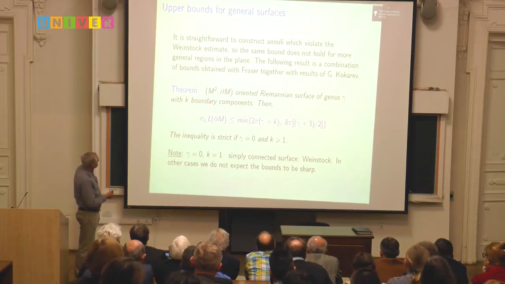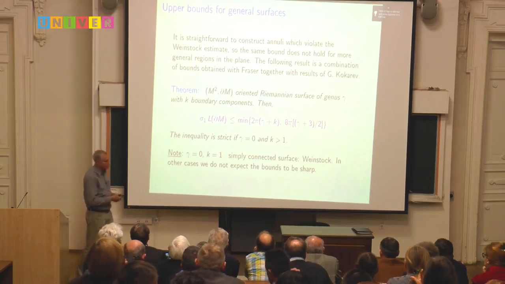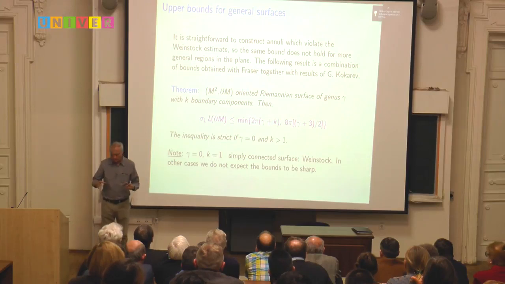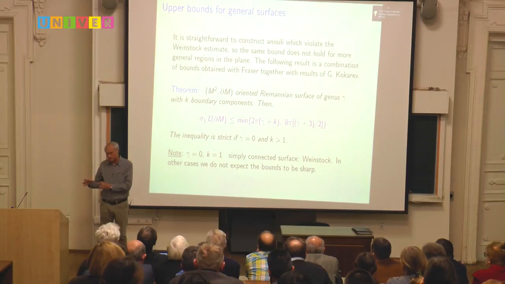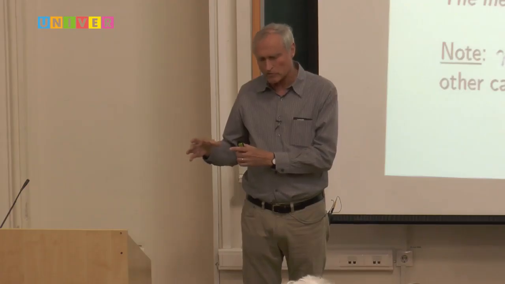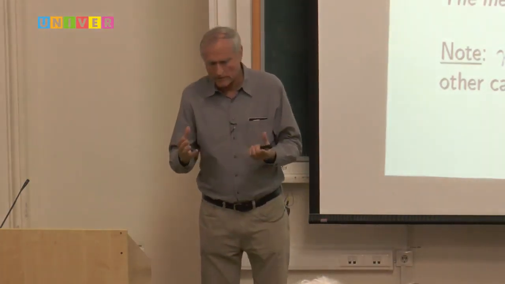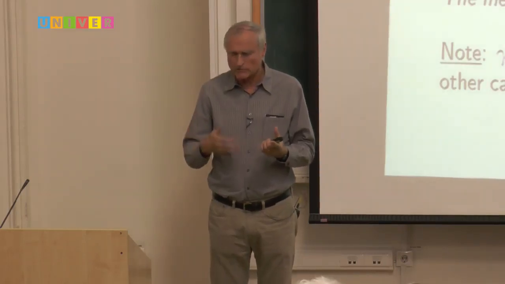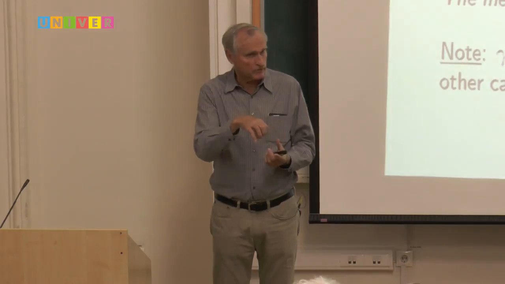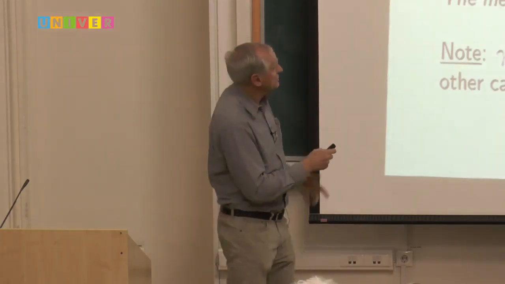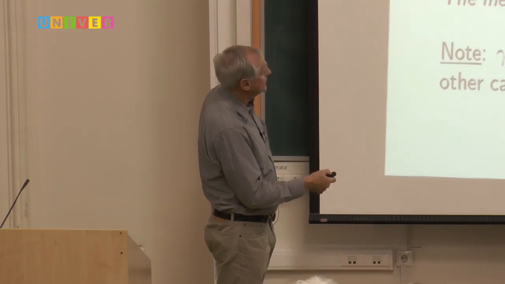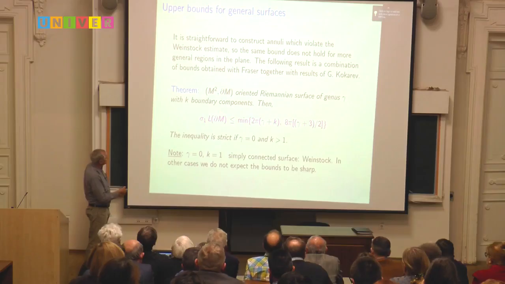So first of all, there's a coarse upper bound. It is possible in general to show that if you fix the boundary length, or we take sigma 1 times L, then there is an upper bound on the normalized eigenvalue which depends only on the topology of the surface. If you take surfaces with boundary, then the topology is determined by two numbers, namely the genus, that is the number of handles, and the number of boundary components. So I'm calling the genus here gamma, and k is the number of boundary components. And so there are upper bounds of this form.